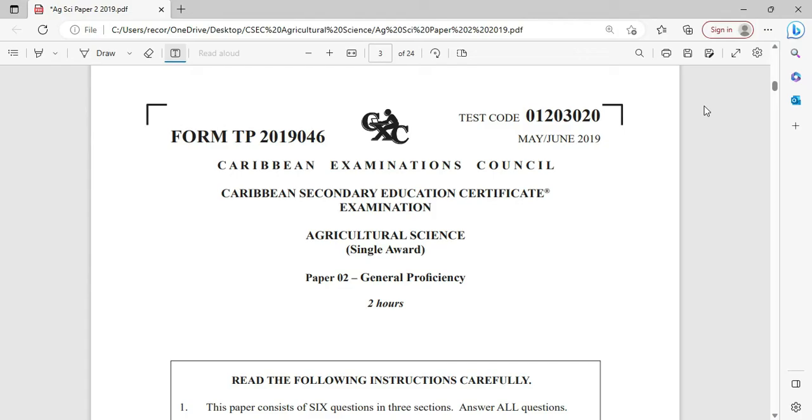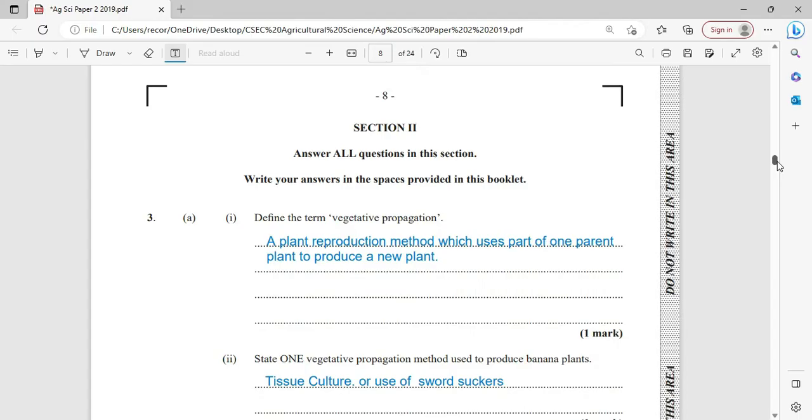Without further ado, let's hop right into question number 3. Answer all questions in this section. Write your answer in the space provided in this booklet. Define the term vegetative propagation.